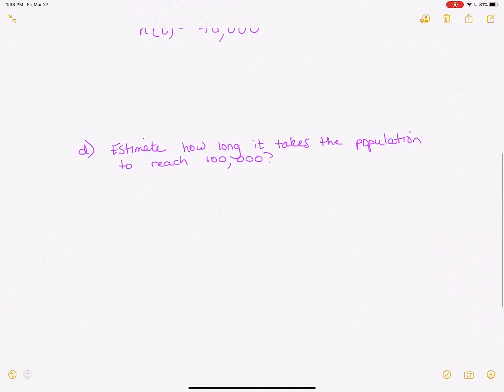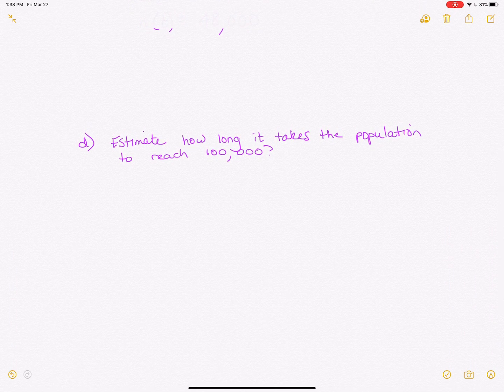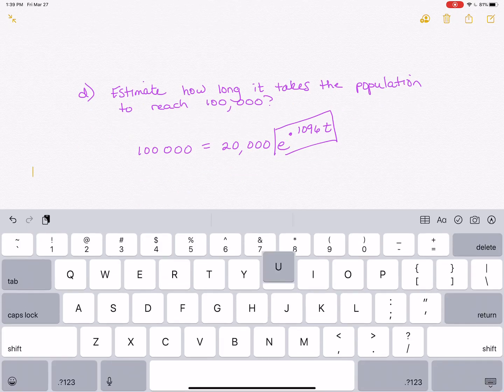And then the last part of this question, it says estimate how long it takes the population to reach 100,000. So that 100,000 is going to be the amount at the end. It's going to equal my initial population times e raised to my relative growth rate. And t, in this case, is what I'm looking for. All right, so in order to solve this, this is just an exponential equation. You're going to isolate that first. So the first thing I'm going to do is divide both sides by 20,000.